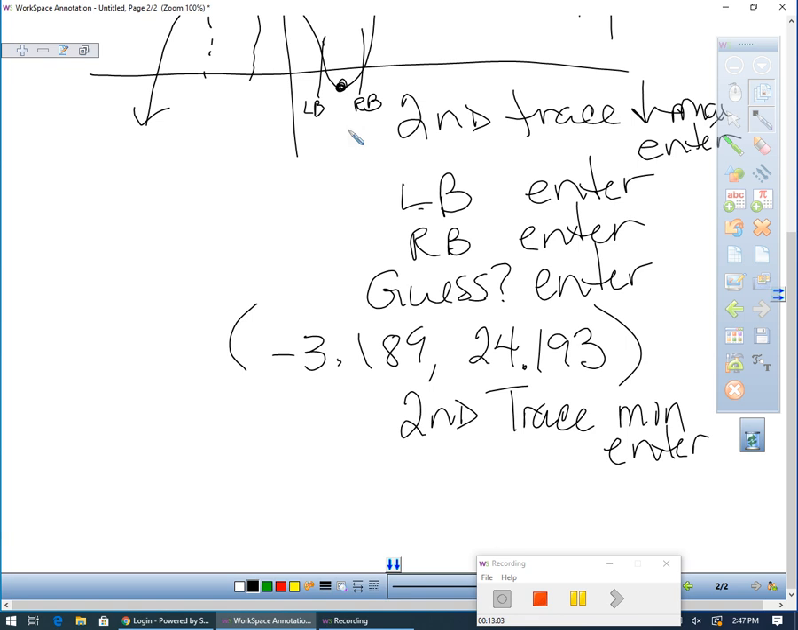You hit enter. Okay? It comes up as left bound, right? Move it to the left of where the minimum is and hit enter. Then move it to the right of where the minimum is. Hit enter. On guess, you hit enter one more time. And you should have the minimum come up as 0.522 and negative 1.377.